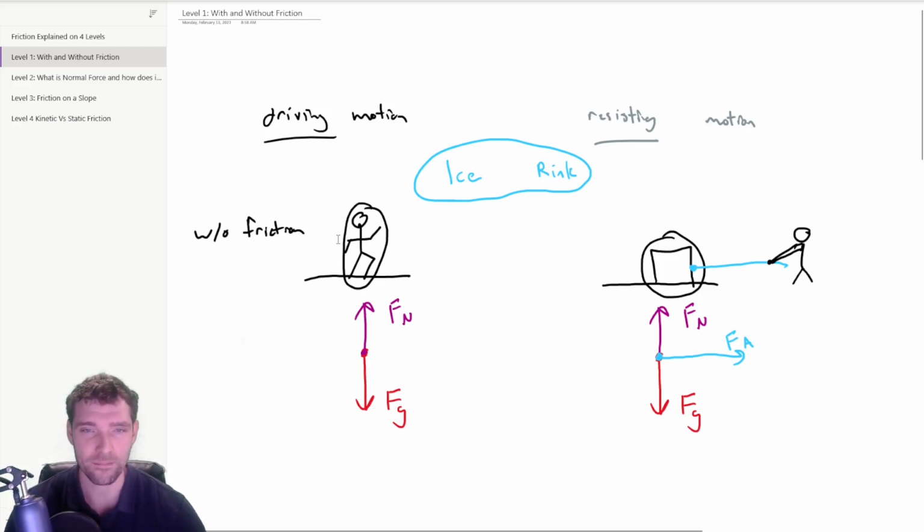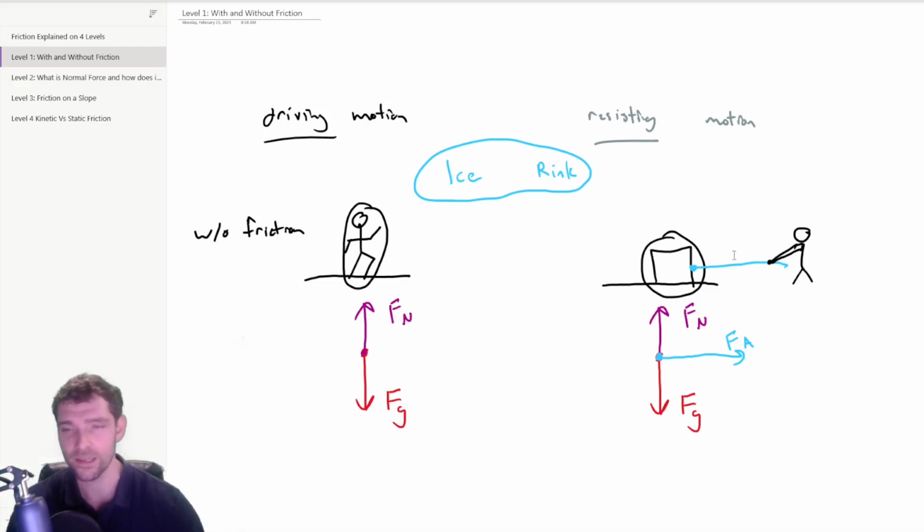And you can imagine that in this situation where someone's trying to pull this box, if there's no friction here, this box is just going to slide along as fast as they can pull on it. So as long as they can apply that applied force, they should be able to get some acceleration.